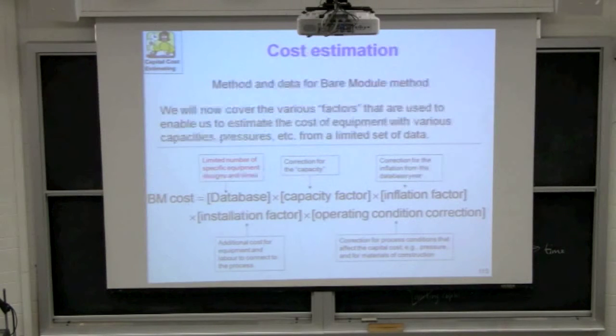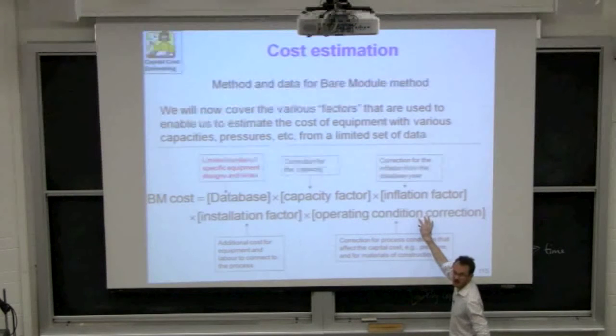This is the idea that you just have this intuitive understanding for right now, that a heat exchanger that's double the size of another heat exchanger isn't necessarily going to be double the cost. So if my database calls for a heat exchanger that's 100 meters squared, but my heat exchanger is actually 200 meters squared in area, well, that's that capacity factor, that I've got a larger unit or a smaller unit that I need to cost estimate for. I'm going to take inflation into account. I'm going to take installation into account. And if I need to operate that equipment at higher temperatures or pressures, or make the equipment from a different material of construction, that's going to go into this last multiplier.